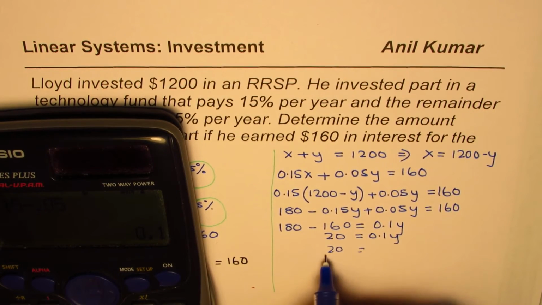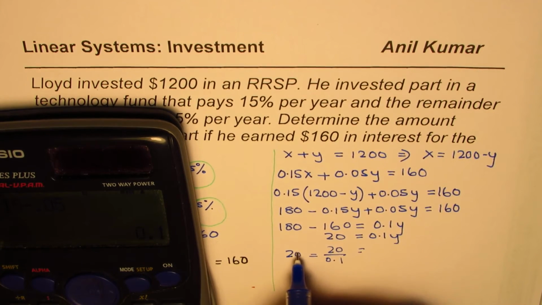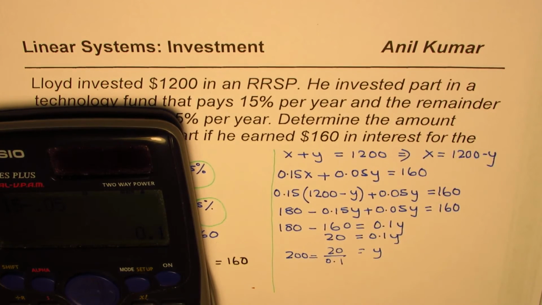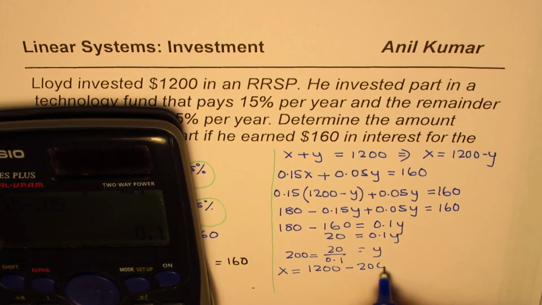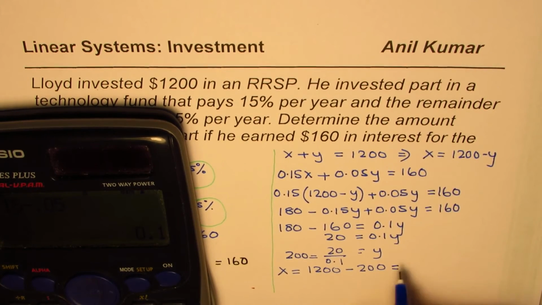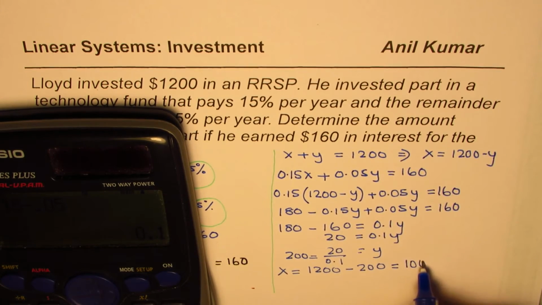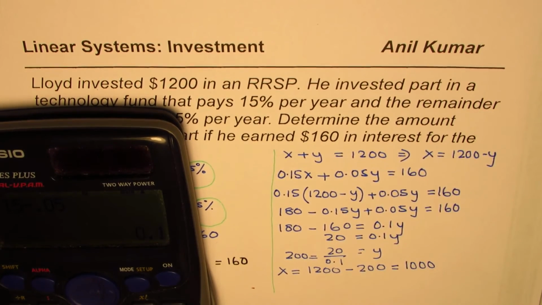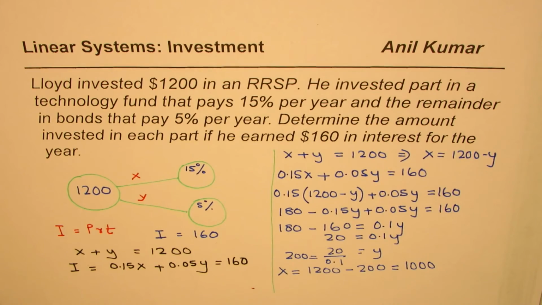Dividing by 0.1, we get 200, right? So y equals 200. Since x is 1200 minus y, we can write x equals 1200 minus 200, and that gives us 1000, right? So that is the value for x.